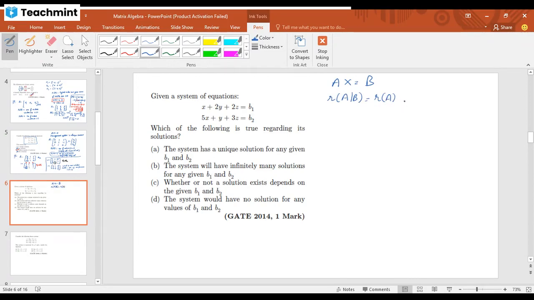Then further there are two possibilities. Either it is equal to the number of unknowns, or the rank of the augmented matrix equals the rank of the matrix A, but it is less than the number of unknowns. So in these two cases, we say the system is consistent. Consistent means in the first case we have a unique solution. In the second case we have infinitely many solutions.